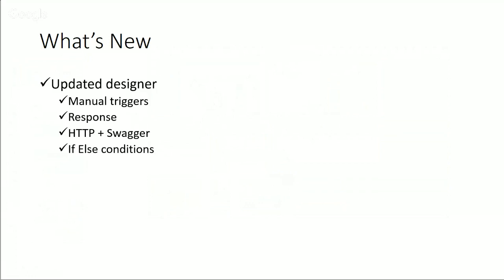The other capability we've added in the designer is HTTP plus Swagger. What that means is if you have an API out there and you have Swagger for that API, you plug your Swagger into the HTTP plus Swagger and you get a first-class experience in the designer so that you can see all the properties and elements of that API. And it looks just like all the other first-class managed connectors that we have.